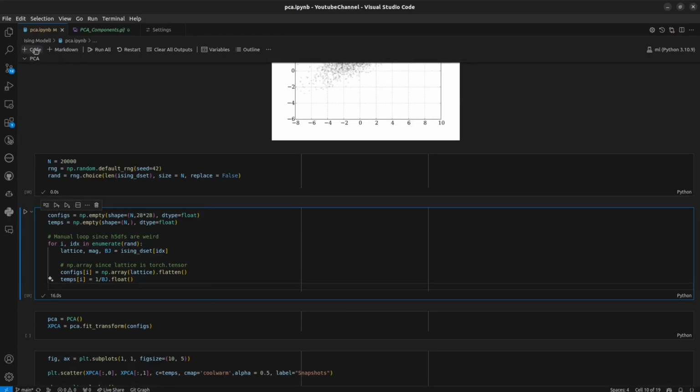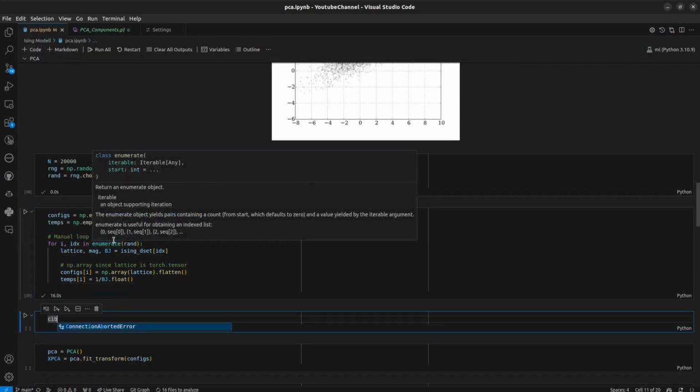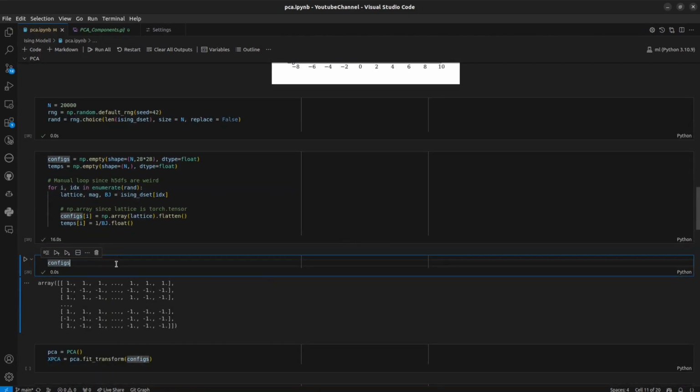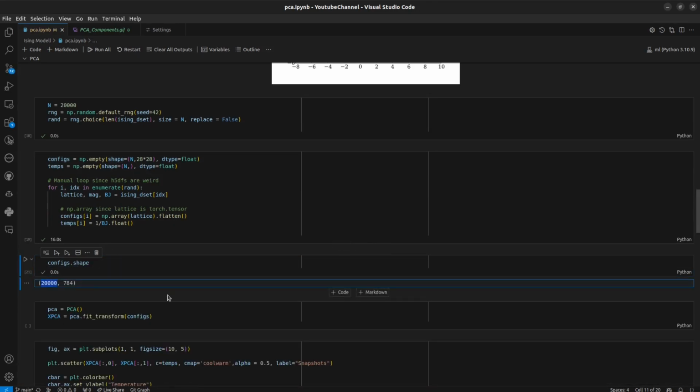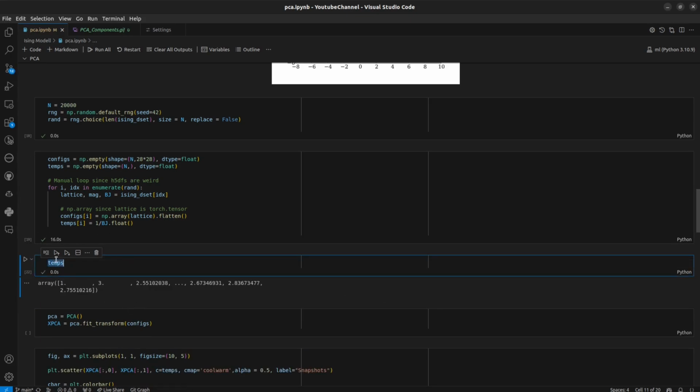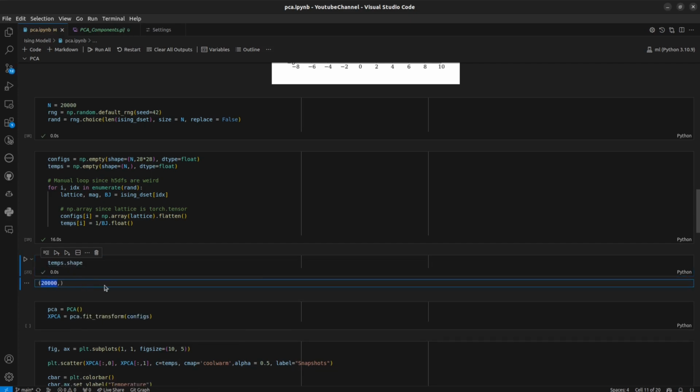Okay, so again, what we have here is a large array. It has 20,000 configurations, and each configuration has 784 entries. And in this temperature array, we have just for every configuration the corresponding temperature, and you can see it's again 20,000.